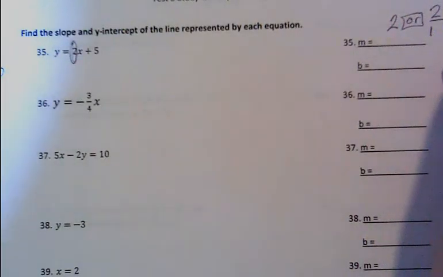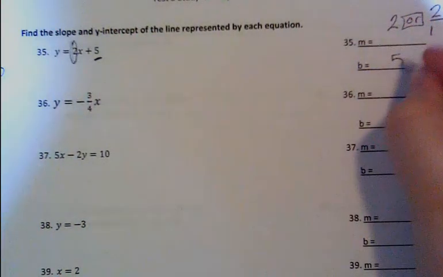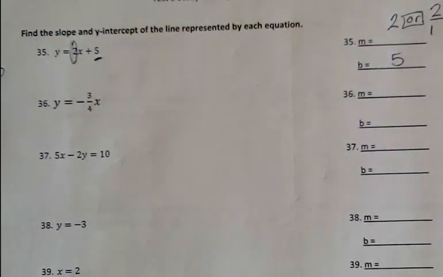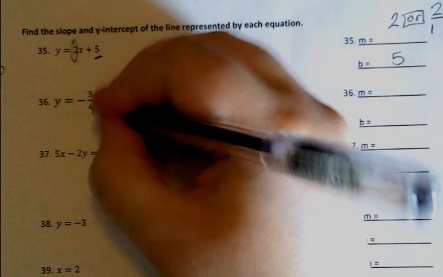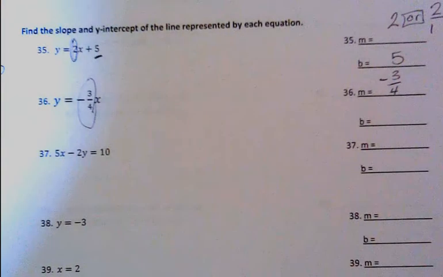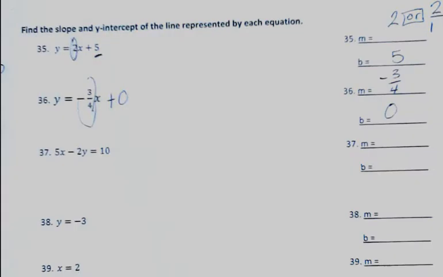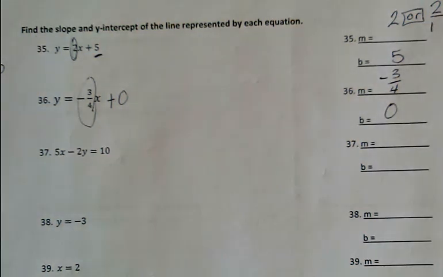And then for the b, your y-intercept, it's always that number by itself at the end, so that would be 5. For number 36, the number in front of your x is -3 over 4, so that's your m. There is no b written, so we can just write plus 0 and say our b is 0.